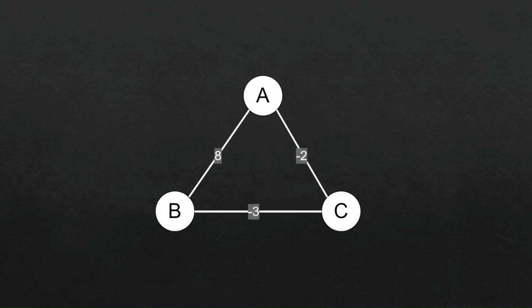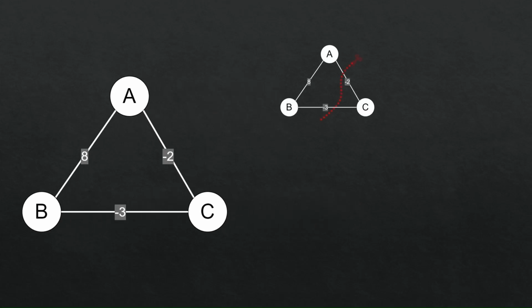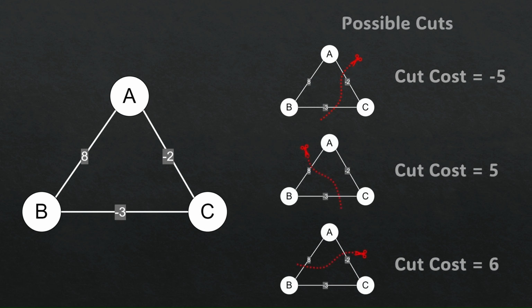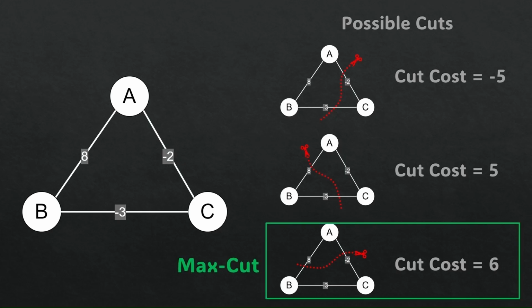Suppose I give you a weighted graph and ask you to split its nodes into two groups. For this tiny graph, maybe I separate node C from A and B with a cut cost of -5, which is the sum of the weights of the edges that are cut. But that is just one possibility. There are also other ways to split the graph, and each gives a different total cut value. The goal of MaxCut is to find the split that has the largest possible cut value.